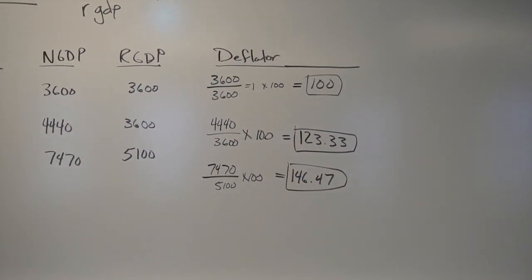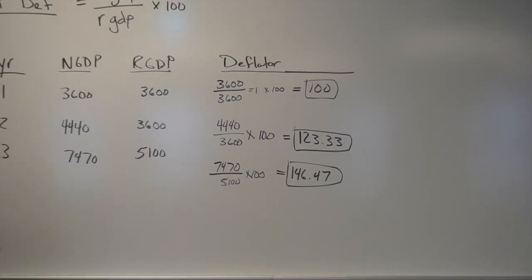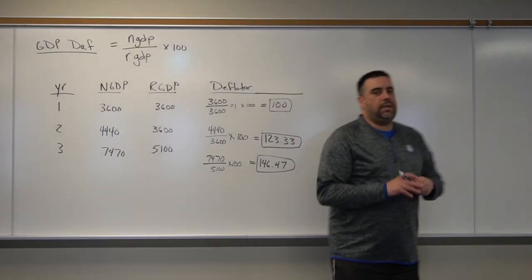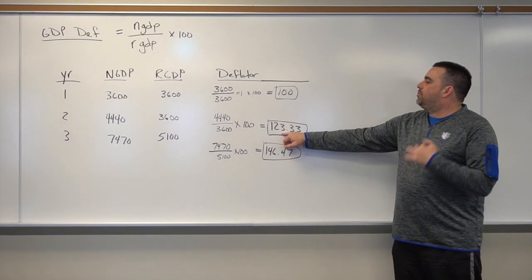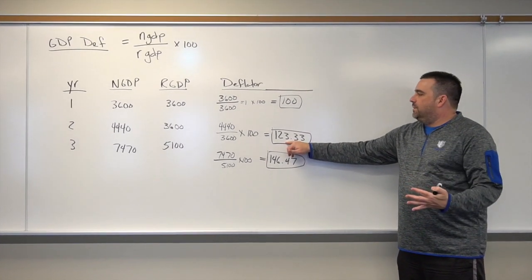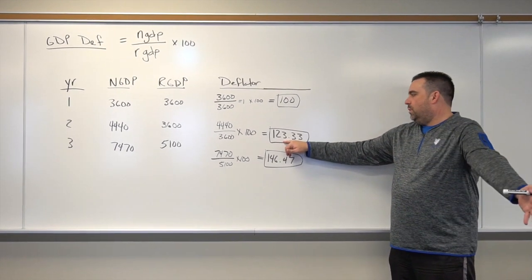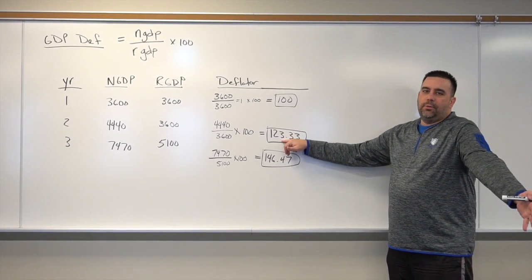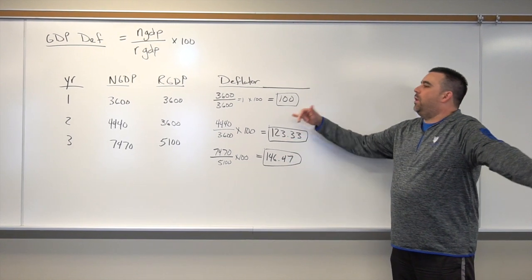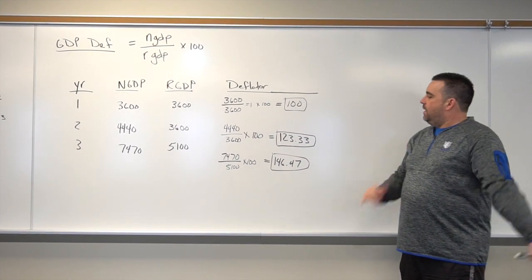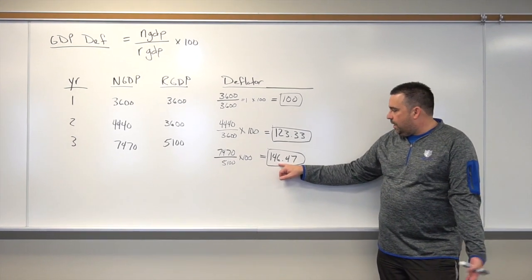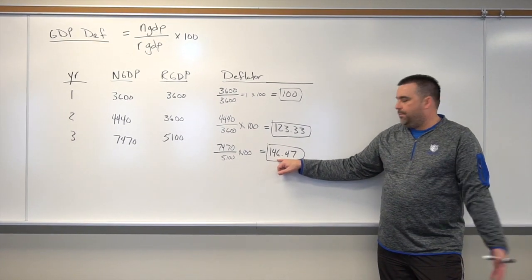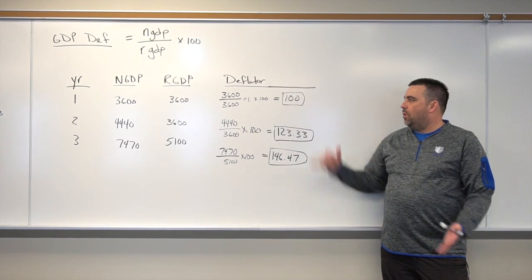So what do these mean? Well, what these index numbers effectively mean, if I were to translate this into words, is that prices in year 2 are 123% of what they were in the base year. Kind of the same thing down here: prices in year 3 are 146% of what they were in the base year.